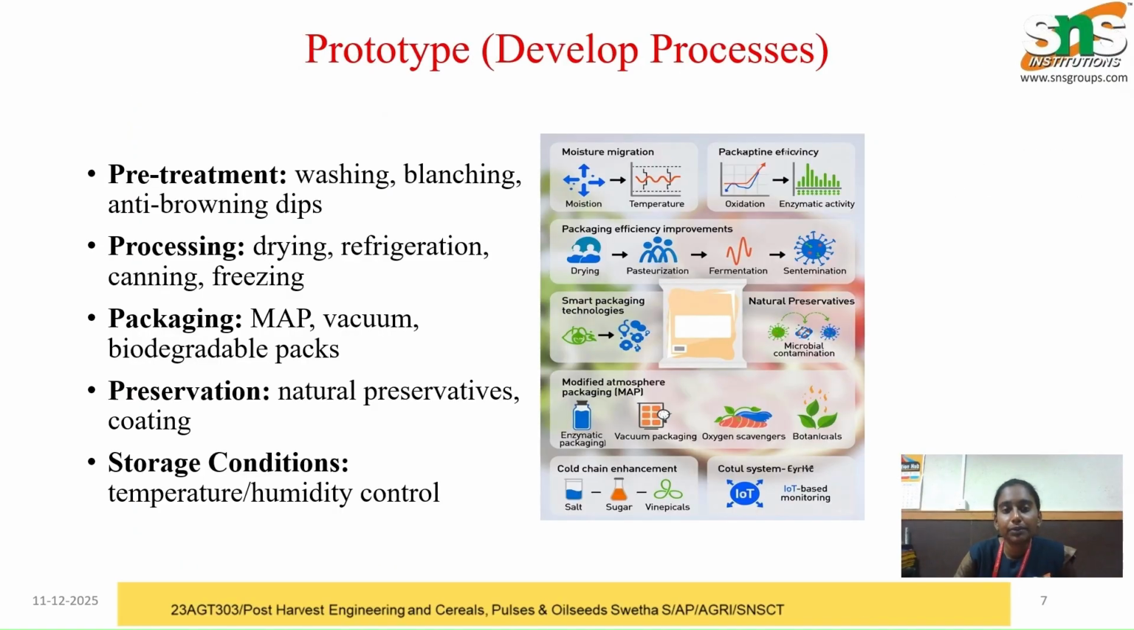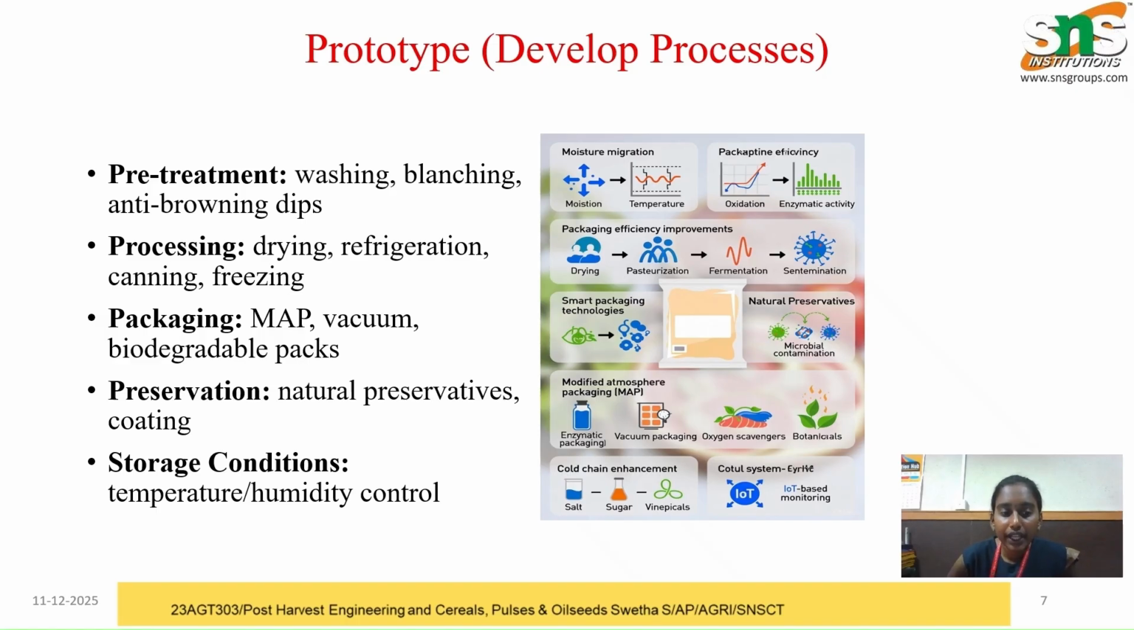Prototype. To overcome the reduction of efficiency in this process, pre-treatment is very important for developing any prototype. Pre-treatment is washing to remove surface contaminants, and blanching is generally done to remove surface microbes and to inactivate the enzymes in less than 1 minute. Anti-browning treatment is also very important to prevent caramelization when we are adding sugars in our food products.